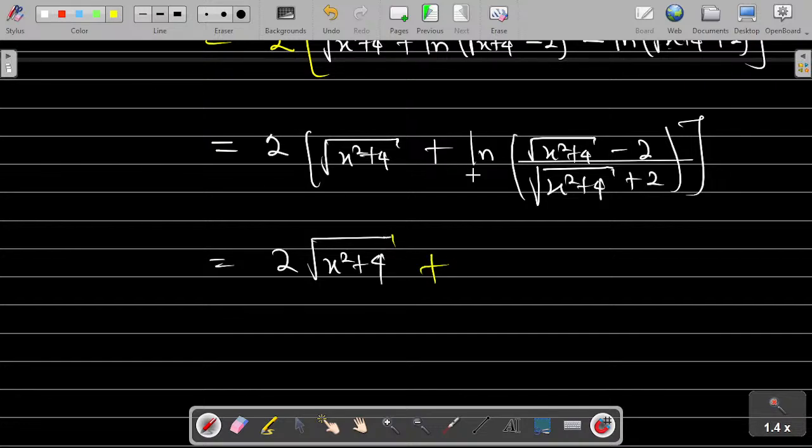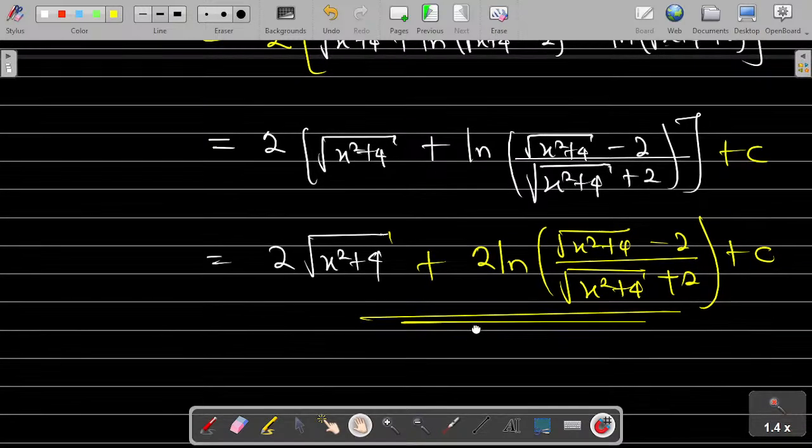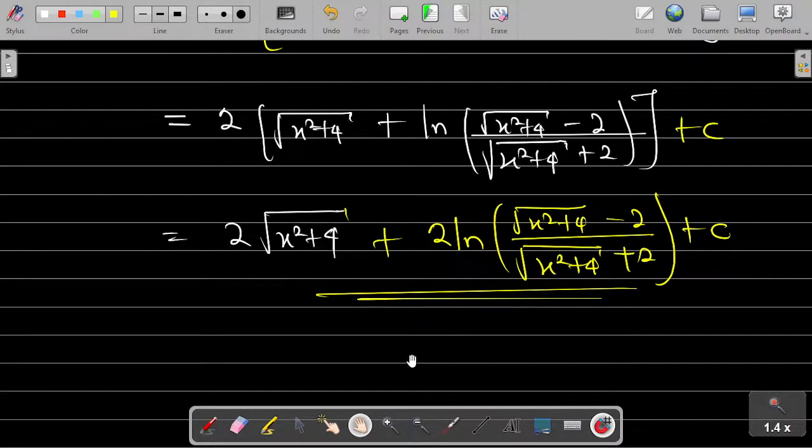Then plus 2 will also multiply that to give us 2 log of square root of x squared, and you are done. Of course, remember our constant c. Our constant c should be there, even here. Okay, and that is the solution to that particular question, and that is problem 5.